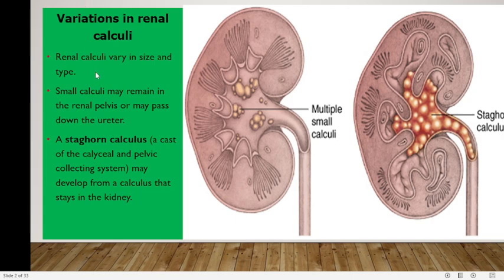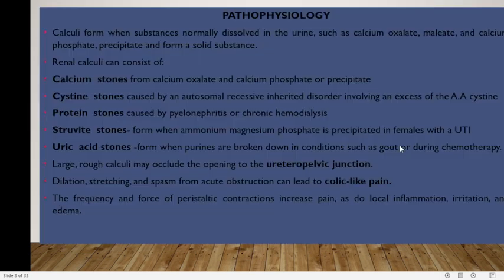We have variation in the renal calculi. So we say renal calculi vary in size and type. Small calculi may remain in the renal pelvis or may pass down the ureter. A staghorn calculus, which is a cast of the calyces and pelvic collecting system, may develop from a calculus that stays in the kidney. Okay, we have those multiple small calculi, you can see. Then we have the staghorn calculus, the one that has occupied most of the renal pelvis. You can see this in the diagram.